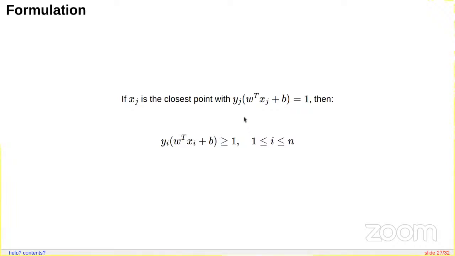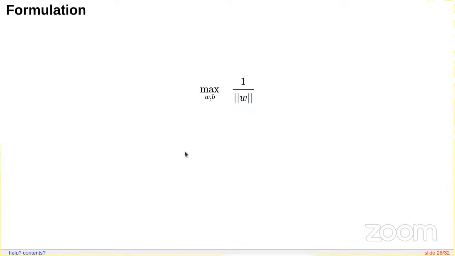If the closest point has this particular value, if it follows this particular equation, then for every other point, this inequality should hold, right? All of them should be beyond the margin. So they should be greater than or equal to 1. Okay, so this is the constraint. This is the objective function.